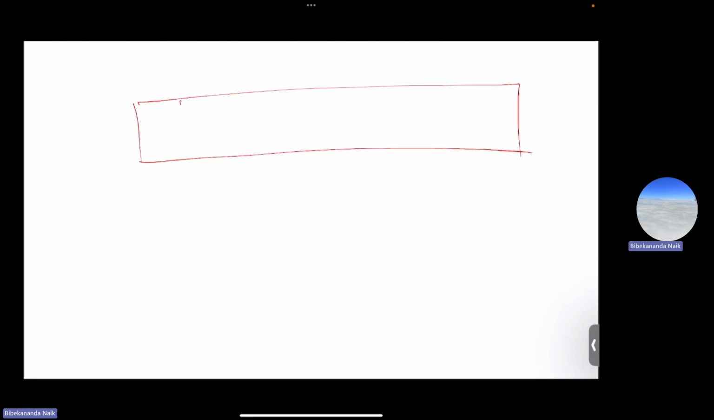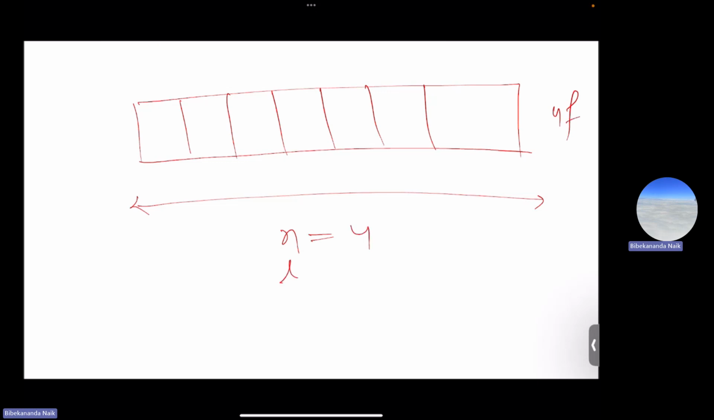So the 7 suborbitals can be drawn: 1, 2, 3, 4, 5, 6, 7. So these are the 7 levels. If you see here, for all of these, the value of n is how much? Because it corresponds to 4f, the value of n is 4, and the value of l is how much? 3. So the values of n and l are the same.